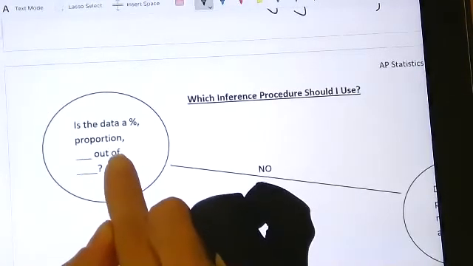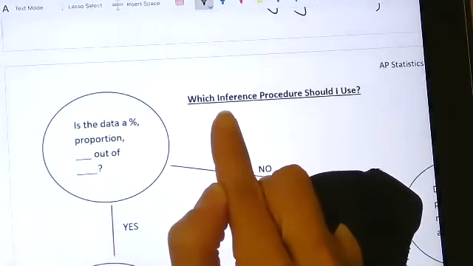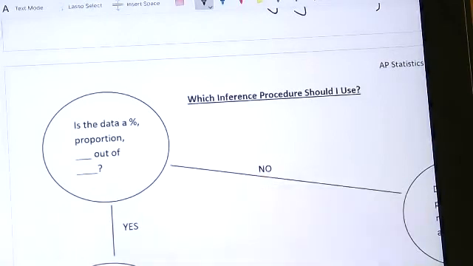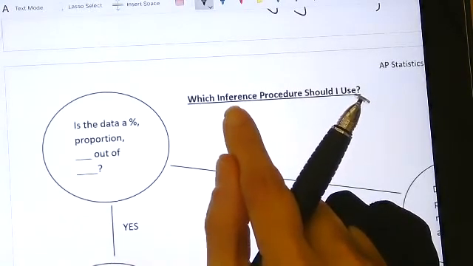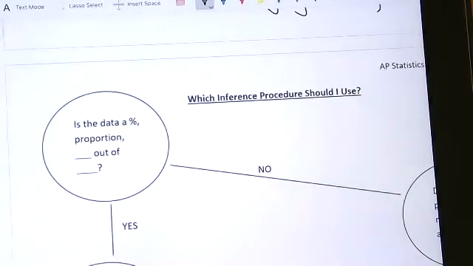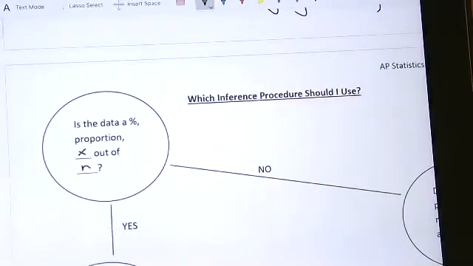So first question, when you know that you're doing an inference problem, inference means confidence interval or test. Test meaning that they ask you for convincing evidence or is there evidence. So if you decide, oh, this is an inference problem, they want me to do a confidence interval or run a test. First question, is the data given to you as a percentage, a proportion, or some number out of some other number? So if they say, you know, there are 10 people out of 50 that believe this, those are the indicators that this is looking like proportions.